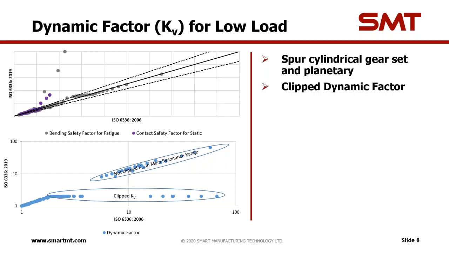some of the safety factors calculated by the new version of ISO 6336 are significantly higher compared to the ones calculated by its previous version. This is due to this dynamic factor clipping outside its resonance range. And at the bottom chart, you can actually see in a log-log scale the dynamic factor being clipped to 2 and not clipped within its main resonance range.